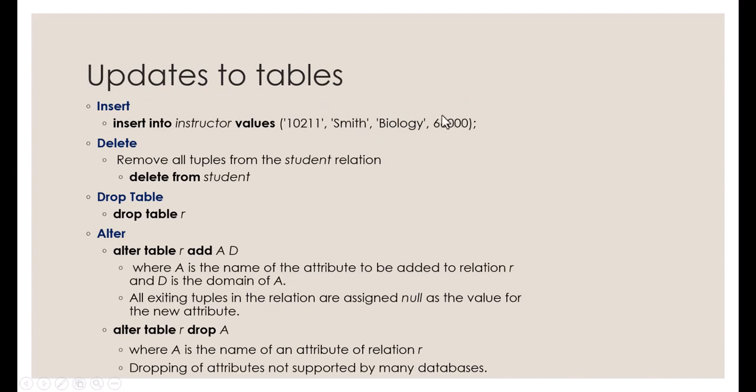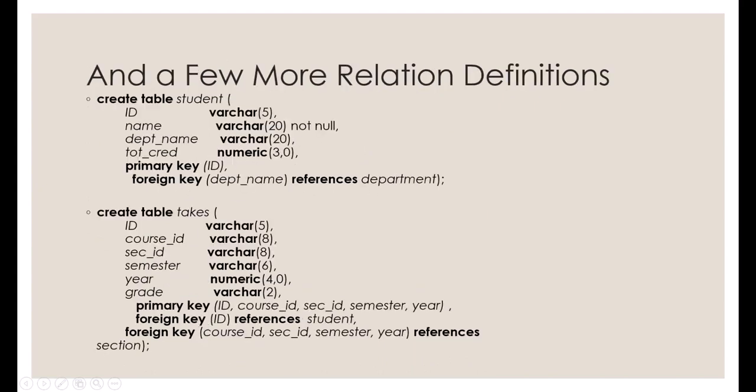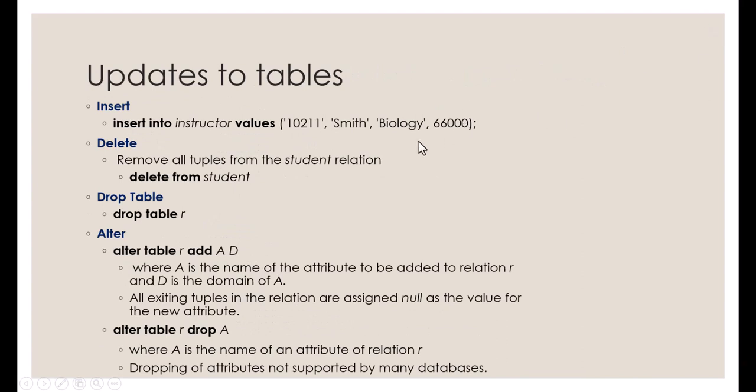So the order does matter. If you were to switch these up, it will probably cause an error, okay? Because we're trying to put in the 66,000 as the department. That was the third one. And then the fourth one is salary, but we're trying to put in 66,000 as that. So make sure it's in the same order.